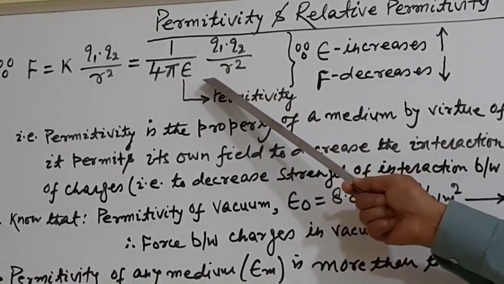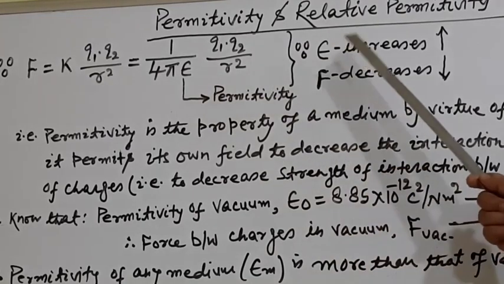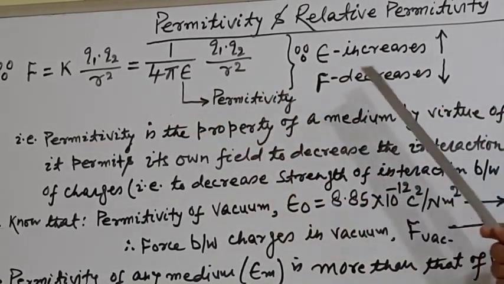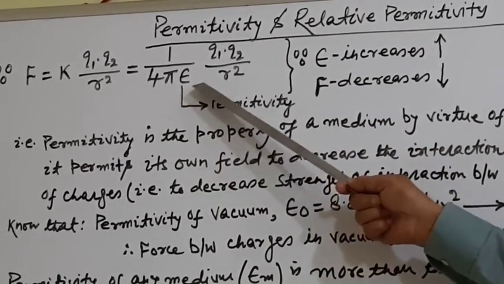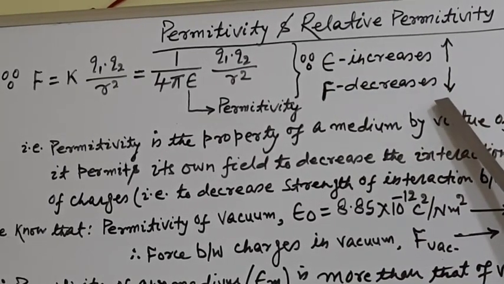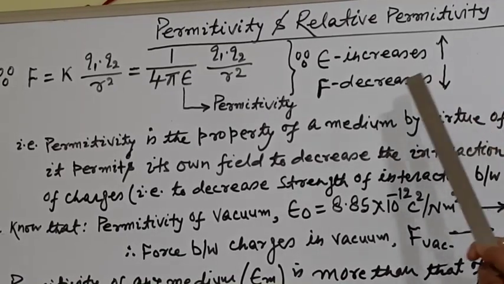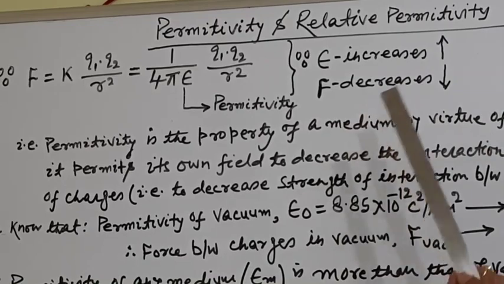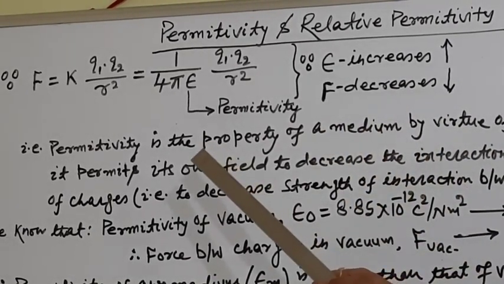From this equation it is quite clear that if permittivity increases, force decreases. Why? Because permittivity is in the denominator. So if permittivity increases, force will decrease. What does it mean? It means the permittivity will affect the force between two charges. So what is this permittivity?